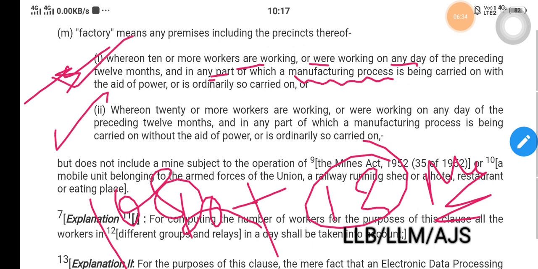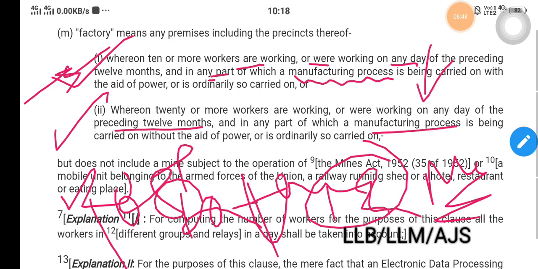Second is wherein 20 or more workers are working or were working on any day of the preceding 12 months, in any part of which a manufacturing process, again important, is being carried on without the aid of power and is ordinarily so carried on.